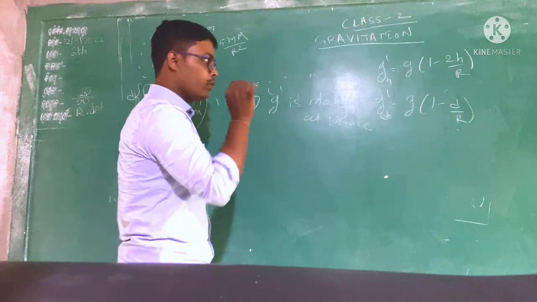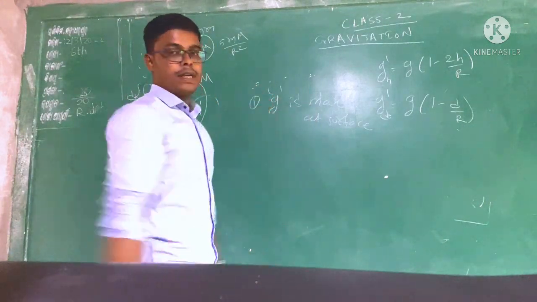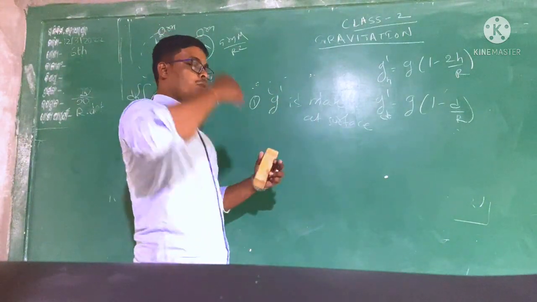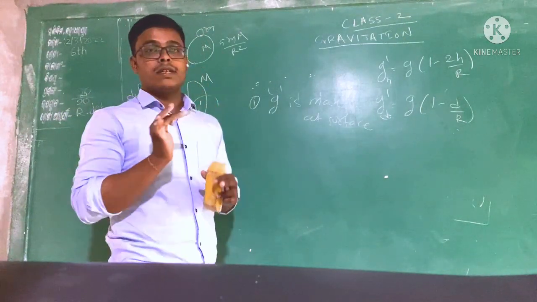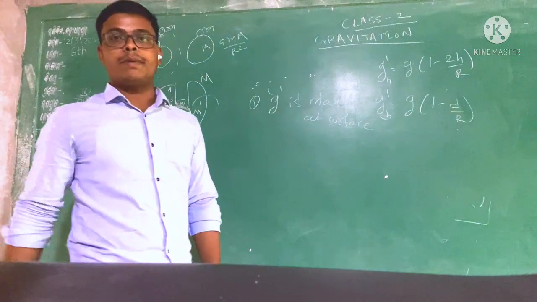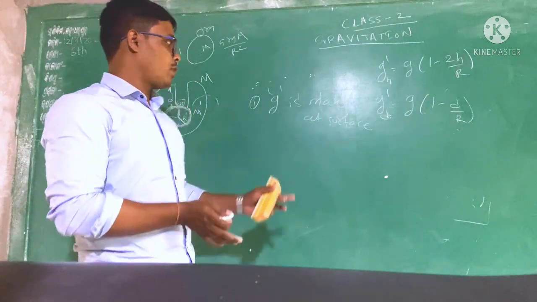So if you move upward or you move downward, in both cases the acceleration due to gravity will be reduced from the g at the surface.